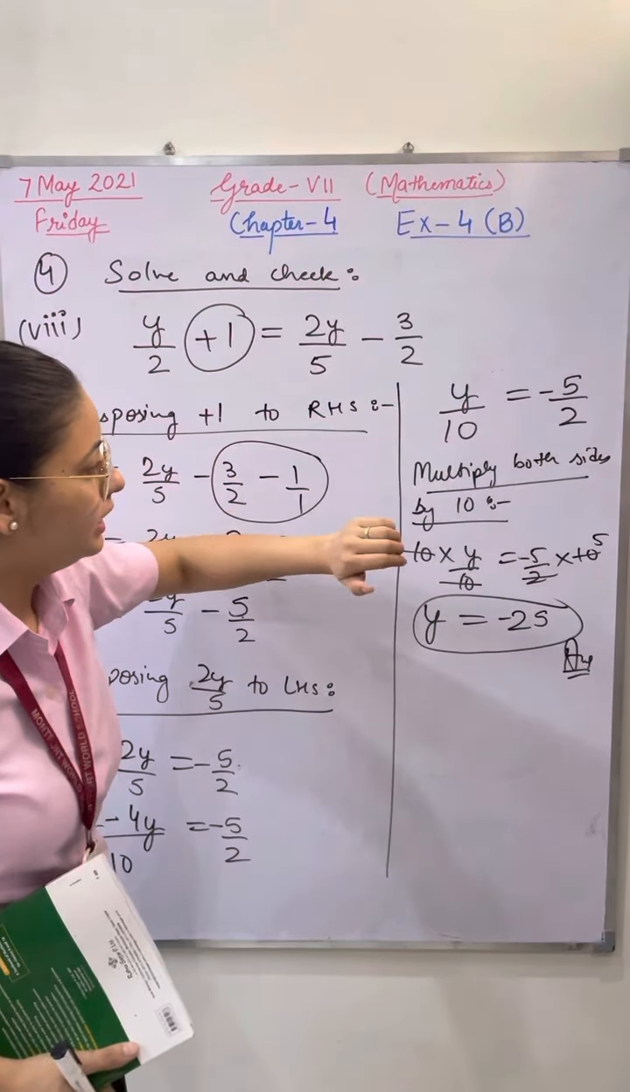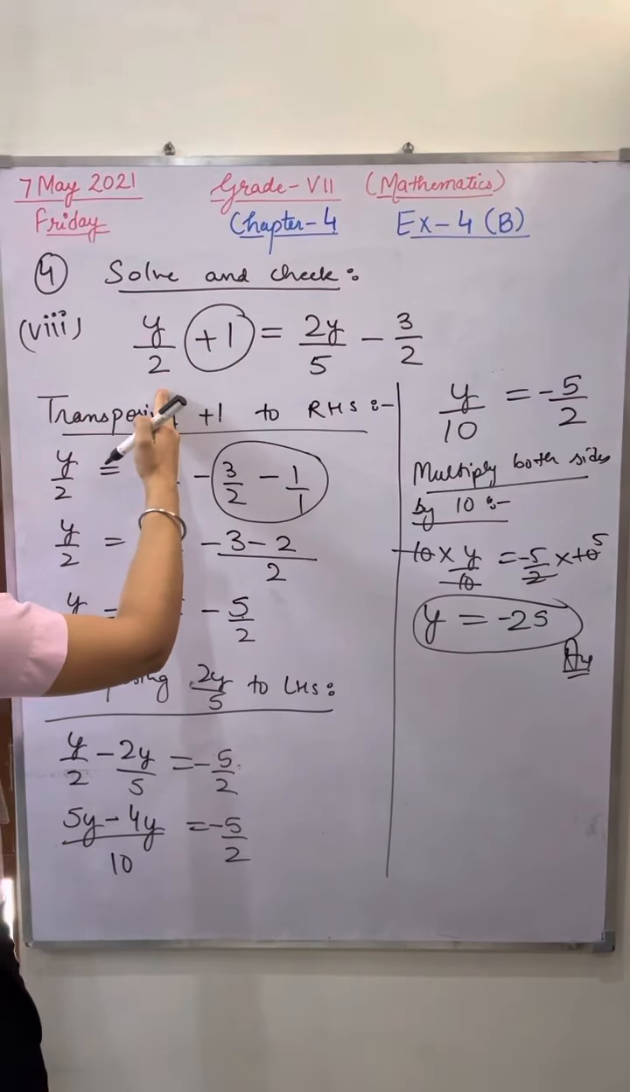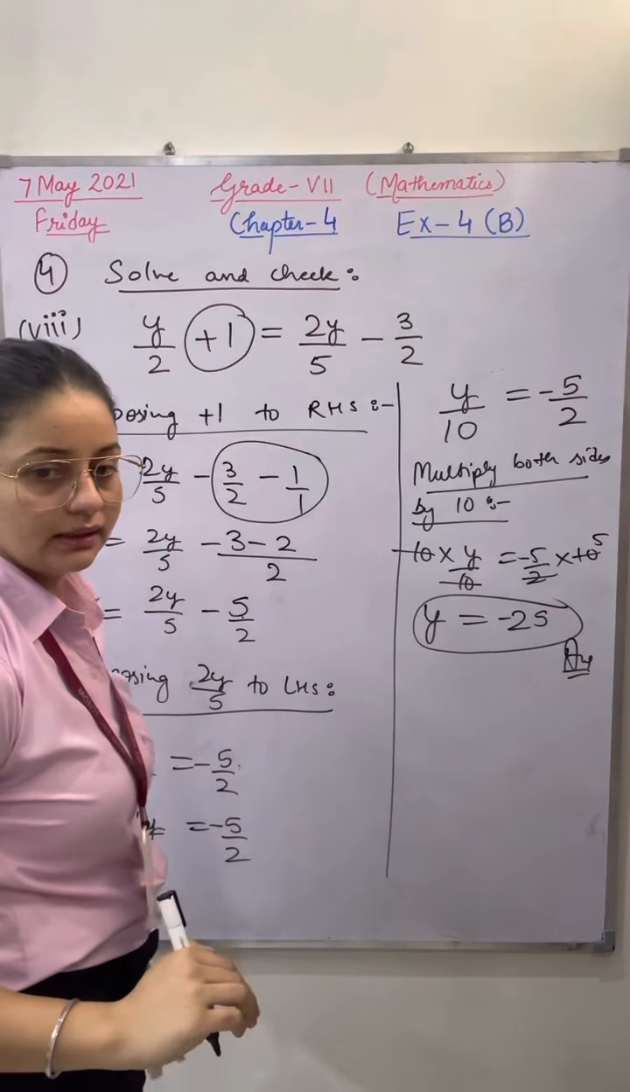When we go for multiplication and division, we have to apply it on both sides. So I will multiply 10 here also, here also. Here 10 and 10 will get cancelled. Only y will be left, and here only minus 25 is left. Okay? So this is your answer. If you put this y value, minus 25, in your question, then left hand side will be equal to right hand side.